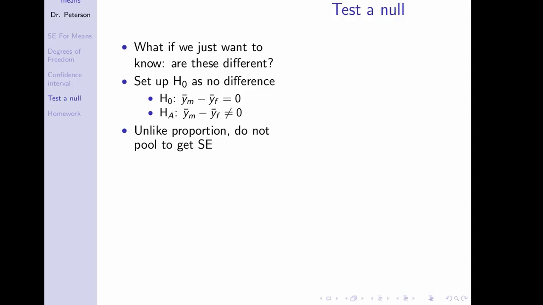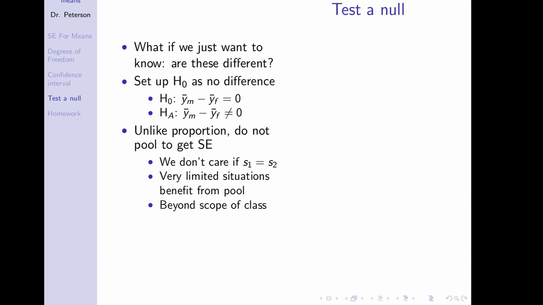Okay. Unlike proportions, we do not pool to get the standard error. This is the same thing I suggested in the previous video. We do not care if our standard deviations of 1 and 2 are the same or not. There are very limited situations that benefit from this, and it can cause great detriment. Those situations are beyond the scope of this class.